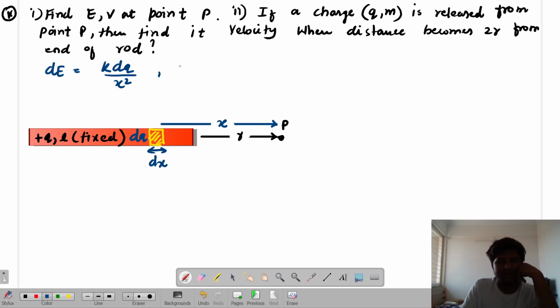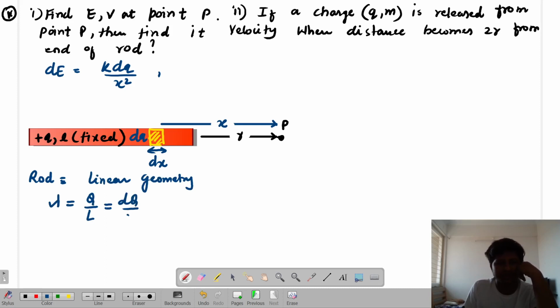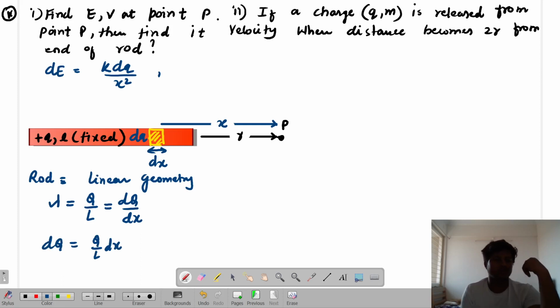Then the second step comes. You identify what kind of geometry the rod is. Rod is a linear geometry. For linear geometry, we have only one formula, lambda. Lambda is equal to the bigger charge by the bigger length, and that can be written as a small charge by a small length. Here the small length is our dx, isn't it? So lambda is not given to you, but charge is given. So dq can be written as Q by L into dx. Are you able to get me or not?